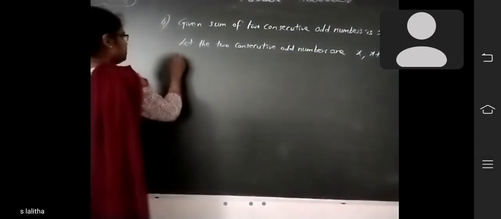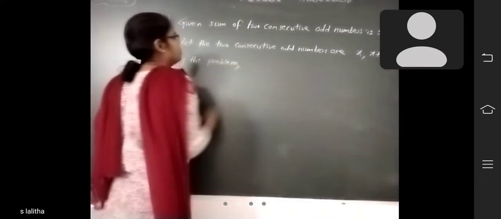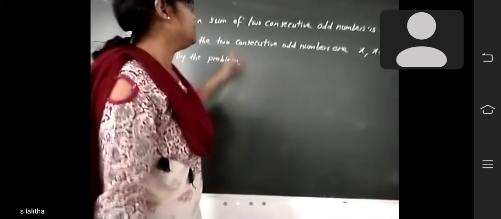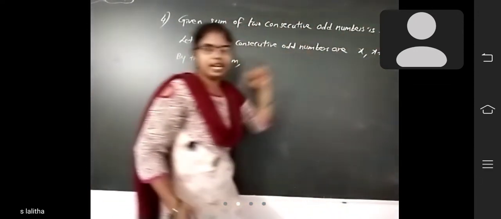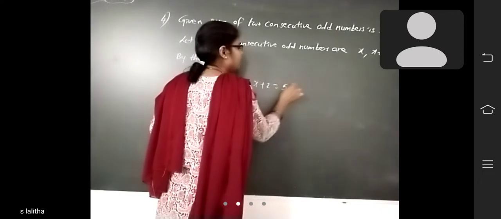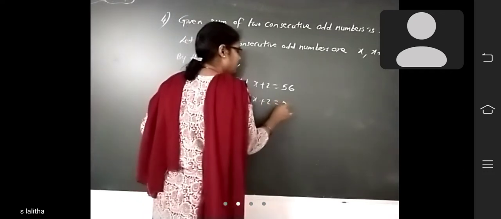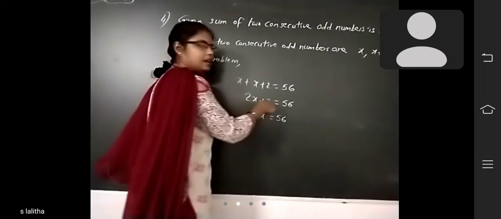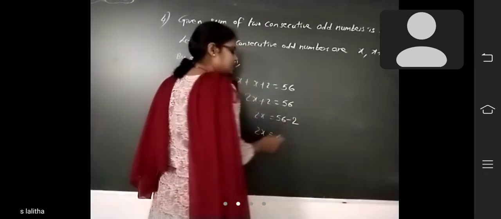So by the problem, what is the problem given here? Sum of two consecutive odd numbers is 56. That means you should add these two, and we will get this answer. So you should add: x plus x plus 2 equal to 56. Okay. Now x plus x is 2x, plus 2 equal to 56. 2x is equal to 56, here plus 2 is transposed to the right-hand side. What will become? Minus 2. So 2x is equal to 56 minus 2, how much?